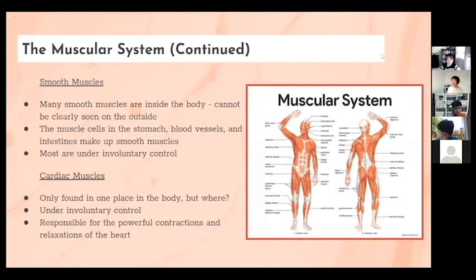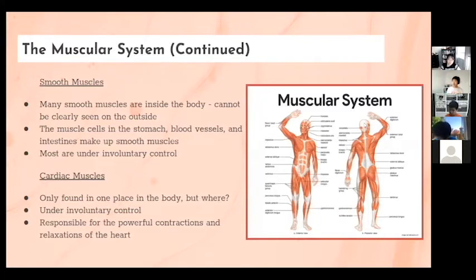Many smooth muscles are inside the body and you can't see them on the outside. So you can't see a muscle like my bicep here. The bicep is a skeletal muscle. So most of the skeletal muscles you can see, but most of the smooth muscles, however, you can't see because they're inside the body. And they're also under involuntary control.